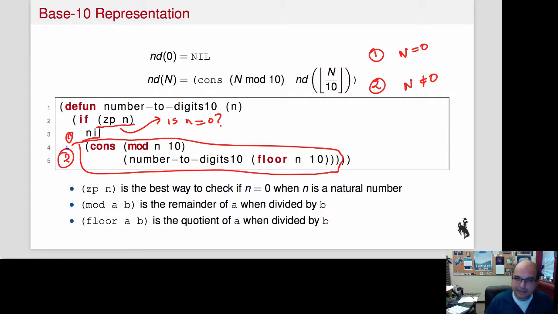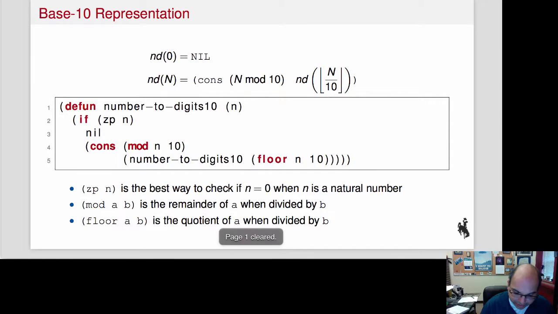I notice that it is exactly what our formula was: cons of n mod 10, and then number-to-digits of n divided by 10, floor. Now mod a b, in more general terms, is the remainder when a is divided by b. So mod n 10 is the remainder when n is divided by 10. Floor a b is the quotient when a is divided by b. So that captures this perfectly. That's the function, that's all there is to it, and that should convert numbers to base 10 numerals.